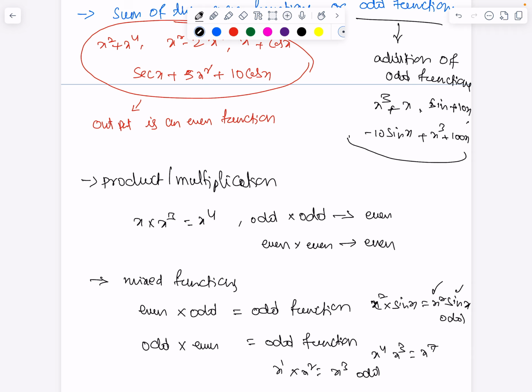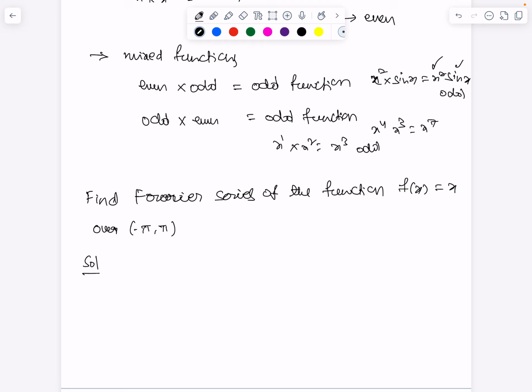Of course, that is not our task to go on. So I will take you to the Fourier series. We will find the Fourier series of a function, even or odd, over the interval minus L to L. We are finding the Fourier series of f of x equal to x over the interval minus pi to pi.